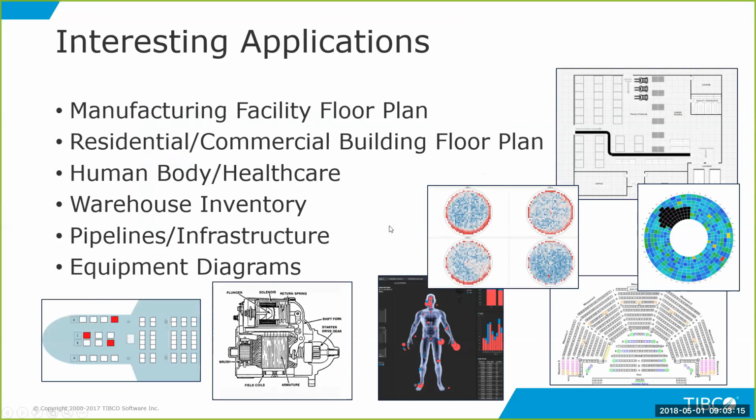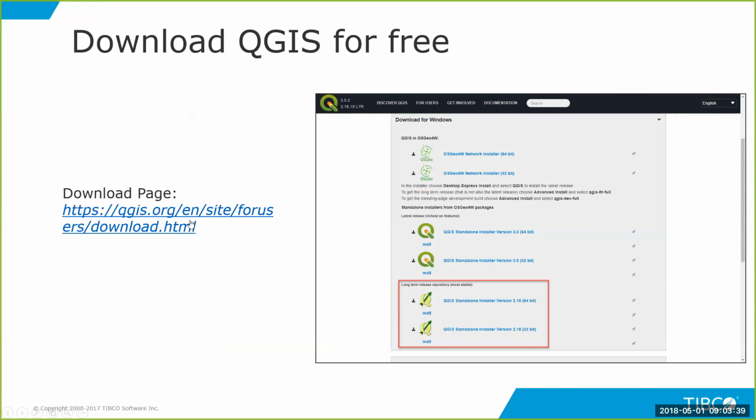There's very interesting applications you can do with this outside of just traditional maps. You can do floor plans for facilities or warehouses. You can do seating charts for arenas or concert halls. You can do maybe the human body for medical applications. You can even draw some of this stuff into equipment diagrams if you want your data to be mapped to specific equipment. So you'll be able to download QGIS for free at this link.